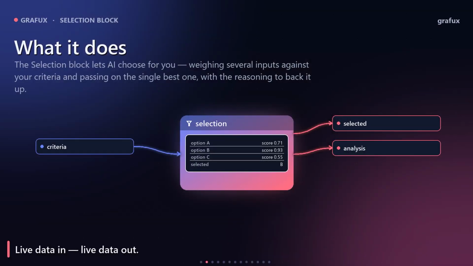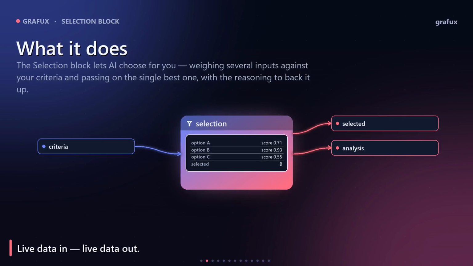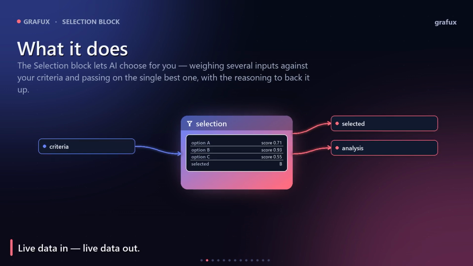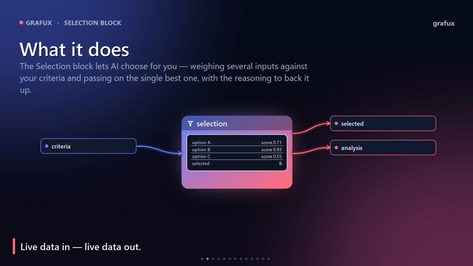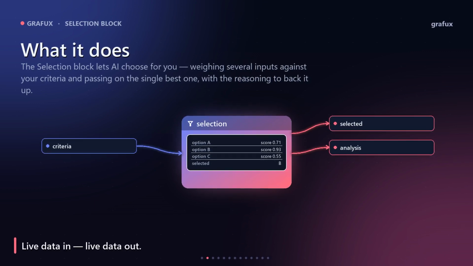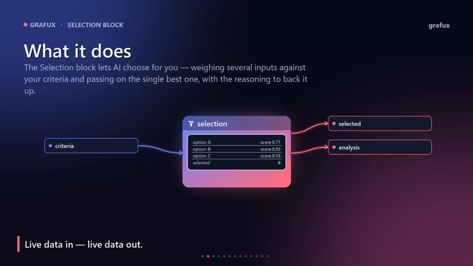So, what is it? Put simply, the selection block lets AI choose for you, weighing several inputs against your criteria and passing on the single best one, with the reasoning to back it up. You give it what it needs, it does the work, and it hands you back selected and analysis, as live data you can wire into anything else on your canvas. There's no setup and no boilerplate. You describe the outcome you want, and the block quietly takes care of the how.